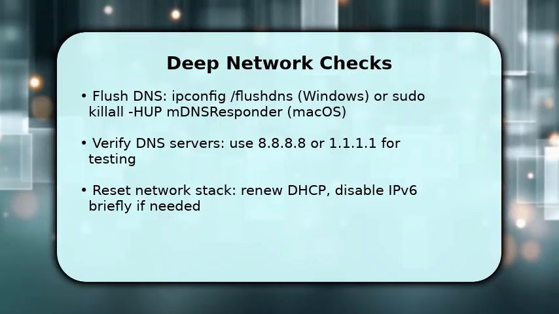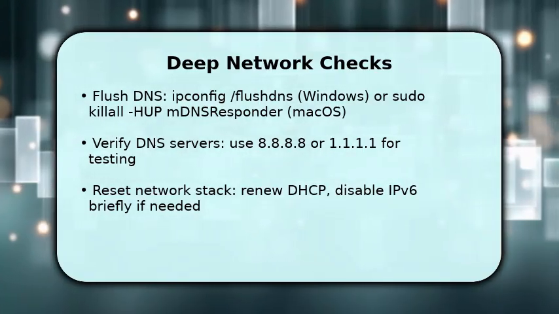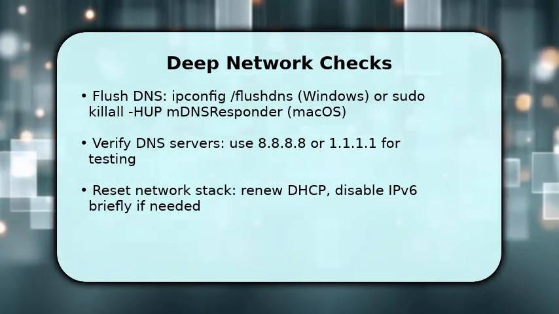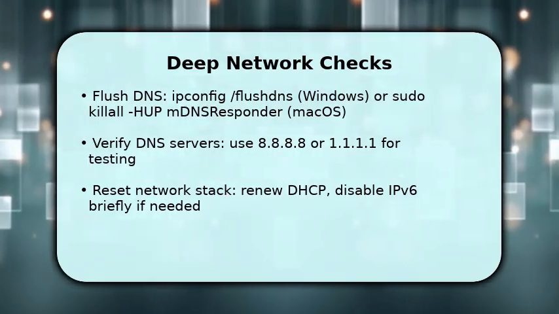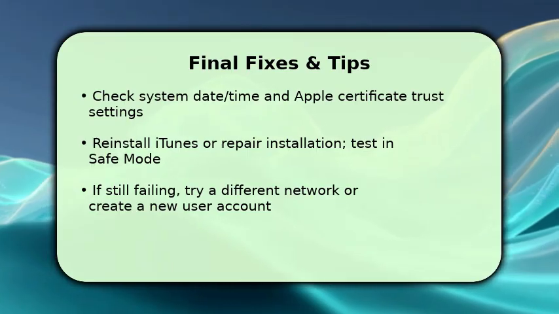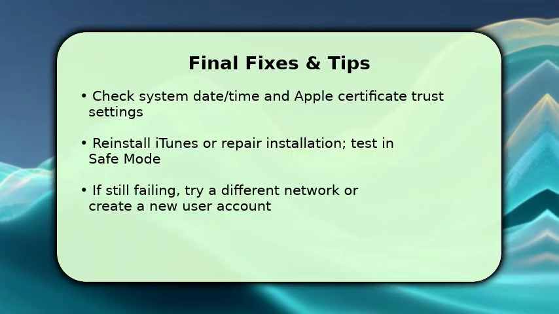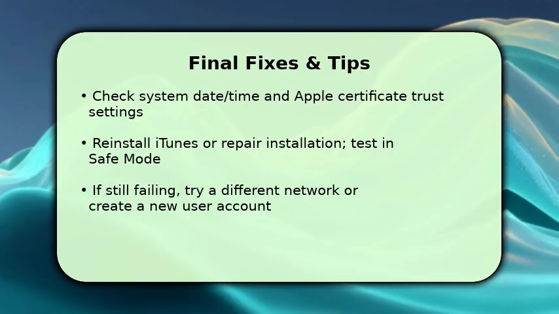If the problem persists, temporarily disable IPv6 to avoid dual-stack routing conflicts. These steps re-establish clean name resolution and routing, which iTunes depends on for persistent connection. Finish by validating system date/time and certificate trust, because SSL failures often look like connection resets. If needed, repair or reinstall iTunes and test while booted into safe mode to exclude third-party interference.